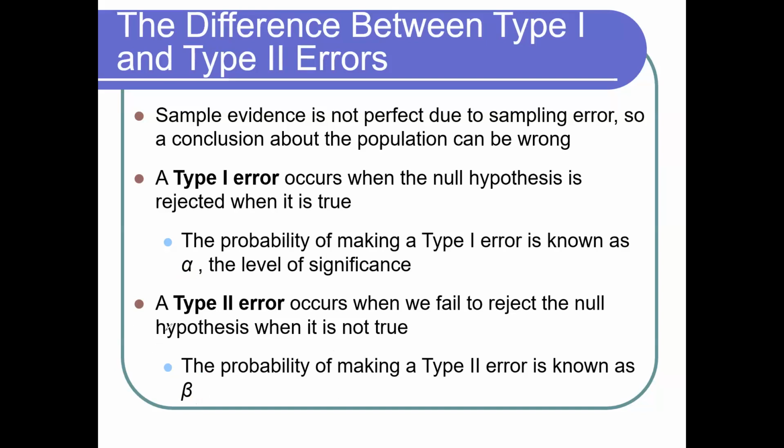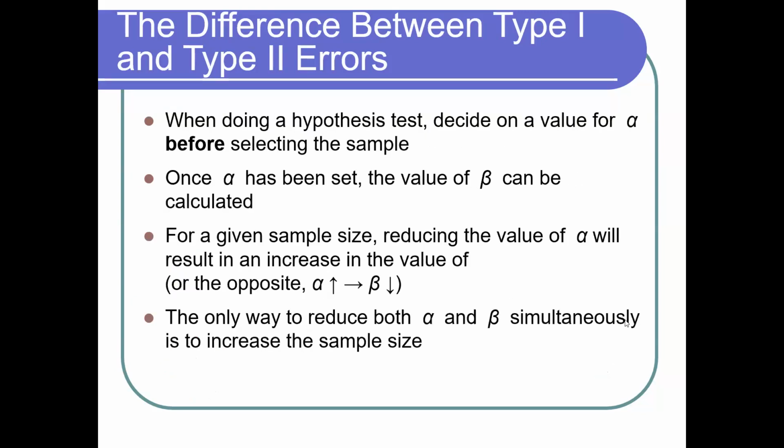Because of that, we usually try to control the type 1 error to around 5%. Okay, so the type 2 will be 95%. Usually that's what people do. If we have the same sample size, a reduced value of alpha will result in an increase in the value of beta. Or the opposite, when alpha increases, beta will go down. So the only way to reduce both alpha and beta is to increase the sample size.